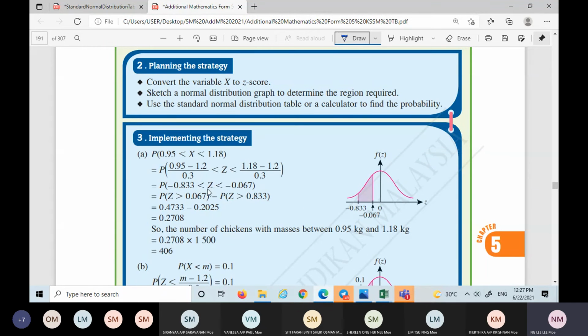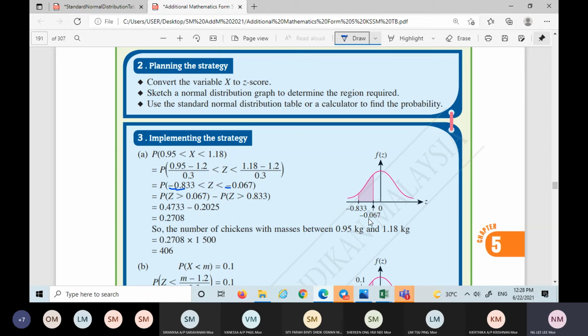Next, draw the graph. You see both are negative, therefore the two lines are both on the left of the zero, and the area is in between. This one is also not difficult. You just get the values from the table, and then you just minus. Very simple: big area minus small area, because probability cannot be negative. Area also cannot be negative.